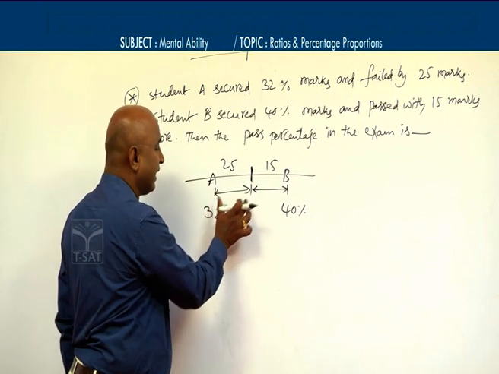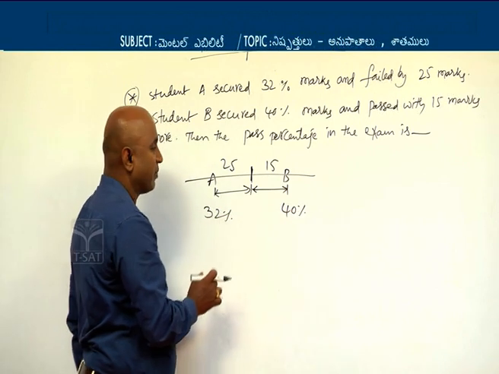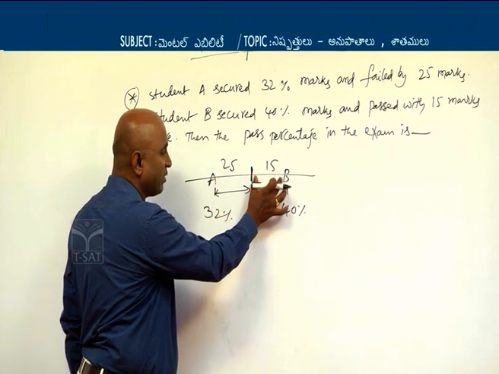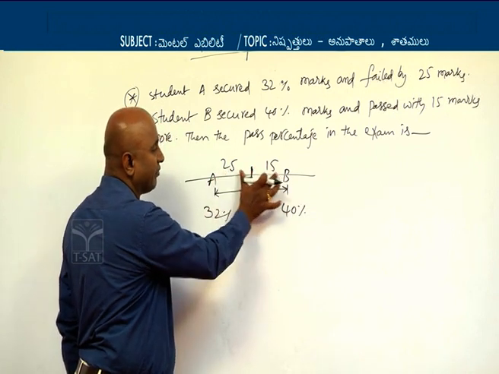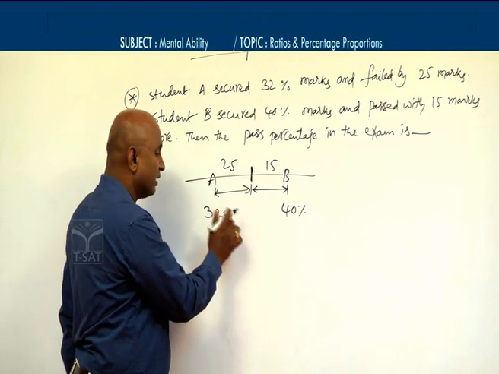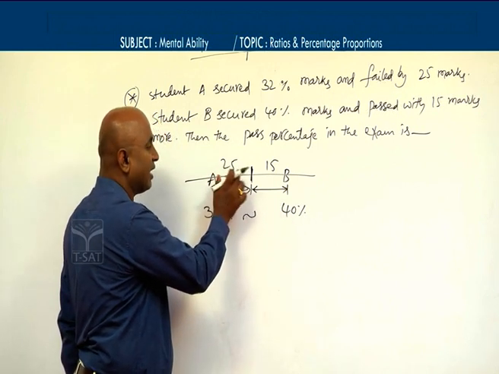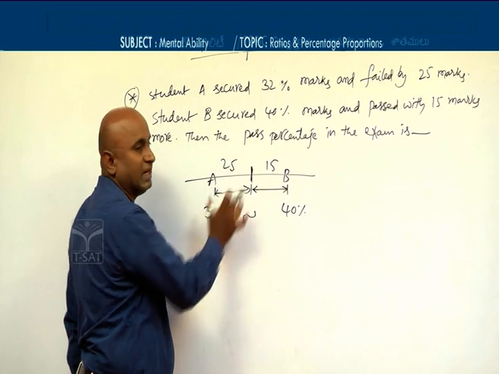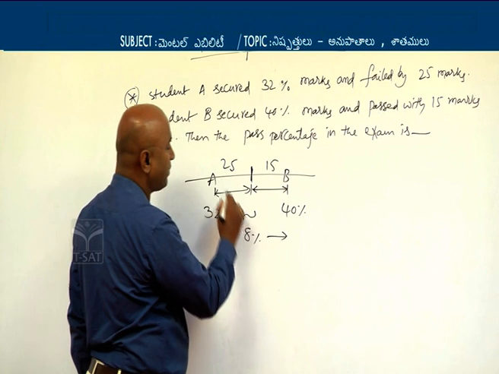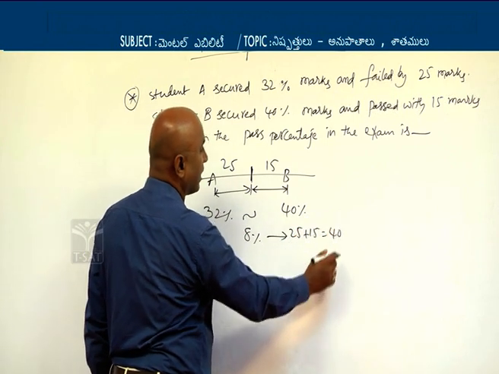ఈ ఇద్దరి మధ్య తేడా ఎంత ఉందంటే 32% ఏమో ఏ, బి ఏమో 40%. ఈ రెండింటి మధ్య తేడా, ఈయనకేమో 25 మార్కులు తక్కువ వచ్చాయి, ఈయనకేమో 15 మార్కులు ఎక్కువ వచ్చాయి. ఈ రెండింటి యొక్క విలువ చూస్తే 25 + 15 = 40. సో the difference between 32% and 40% is nothing but the addition of these two values, 25 and 15. So it is 8%. So 8% is equal to 25 plus 15, that is equal to 40.